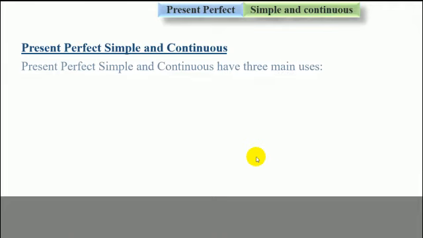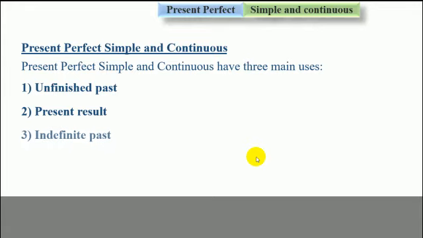Now, present perfect, simple and continuous have 3 main uses. First, to describe unfinished past. The second use is when I'm speaking about the present result. And the third use is the indefinite past.